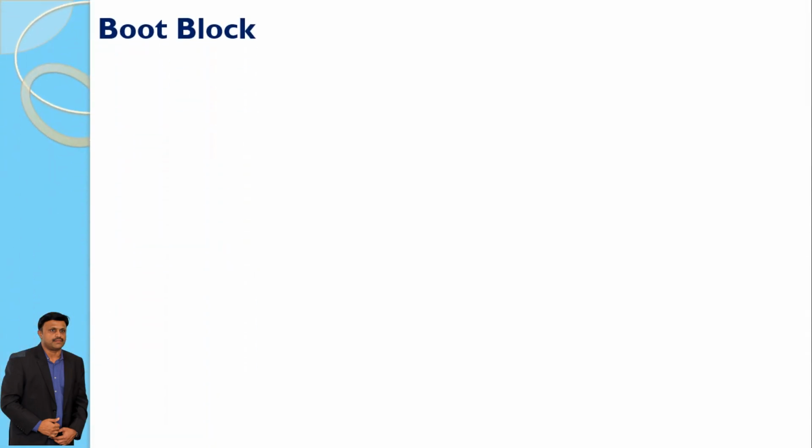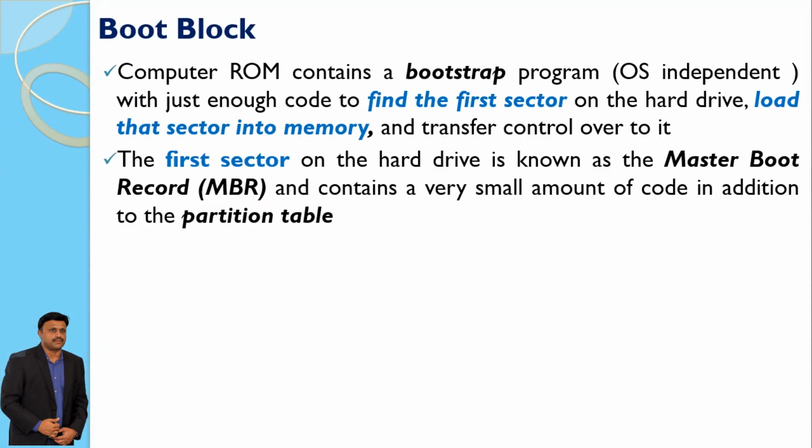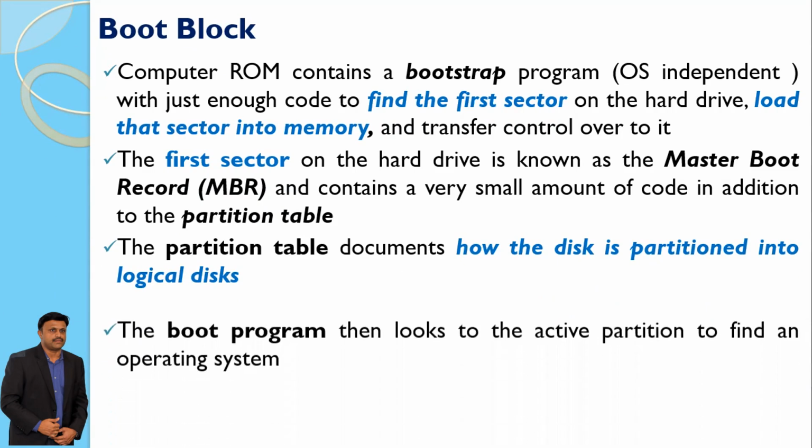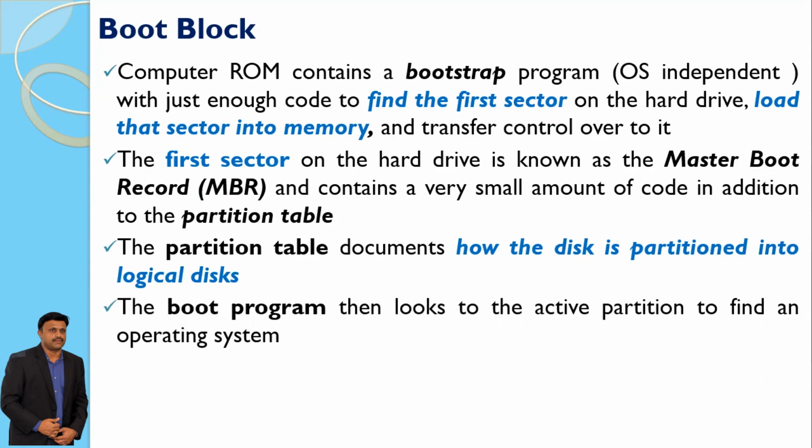The boot block is crucial for starting a computer. It contains a bootstrap program that finds the first sector on the hard drive, loads it into memory, and transfers control to it. This sector, known as the master boot record, helps in partitioning the disk into logical disks.